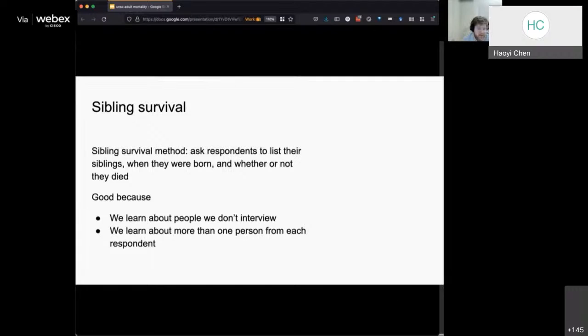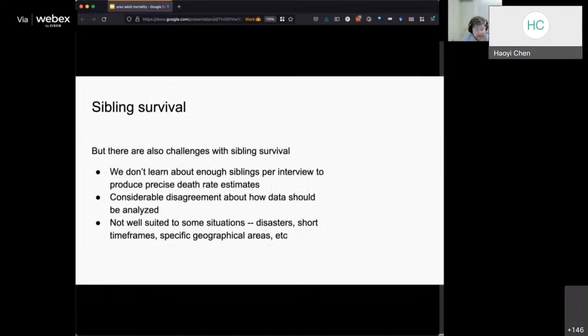In view of the two challenges I just talked about, this is really good because we can learn about people who we can't directly interview. We also learn about more than one person from each respondent, which is promising because it means we get more information from each interview, which helps us make good use of our sample size. But there are still some challenges with the sibling survival method.